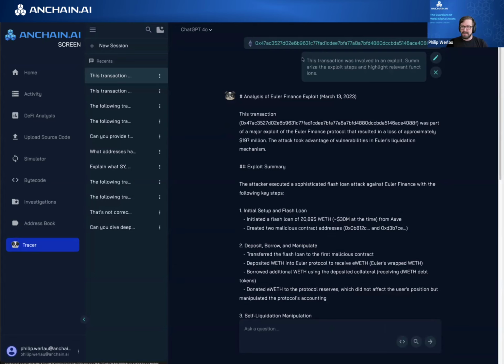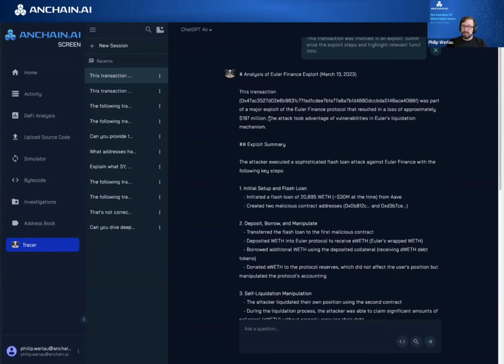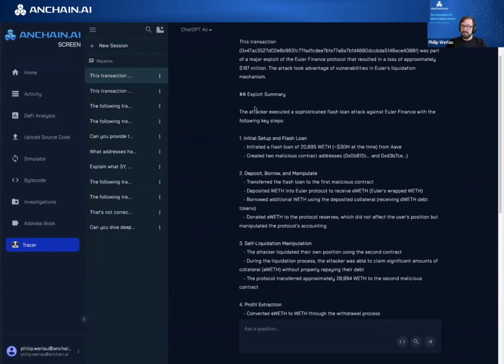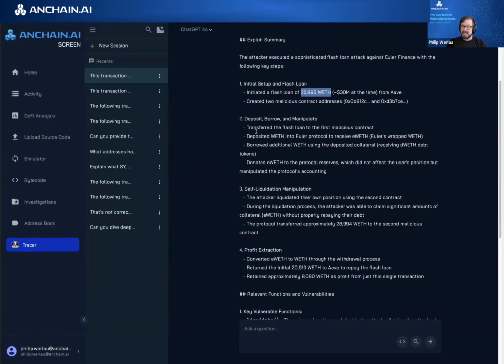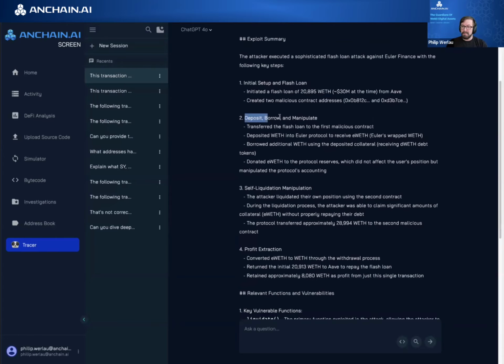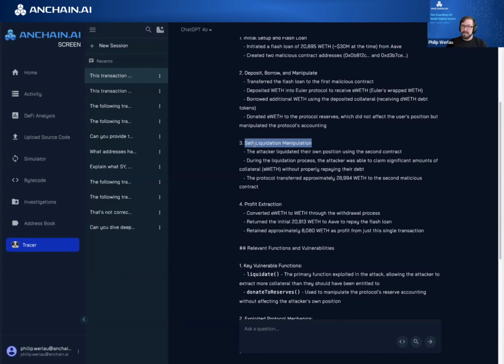We can see the transaction right here, and just ask Tracer, "This transaction was involved in an exploit, summarize the exploit steps and highlight the relevant functions." And it's done an excellent job of pulling together a summary of this exploit, talking about how there were flash loans involved, the initial assets, almost $30 million was borrowed in this case. They use those assets to deposit them, borrow against them, and to manipulate the platform. And then it's identified that a self-liquidation mechanism was involved here.